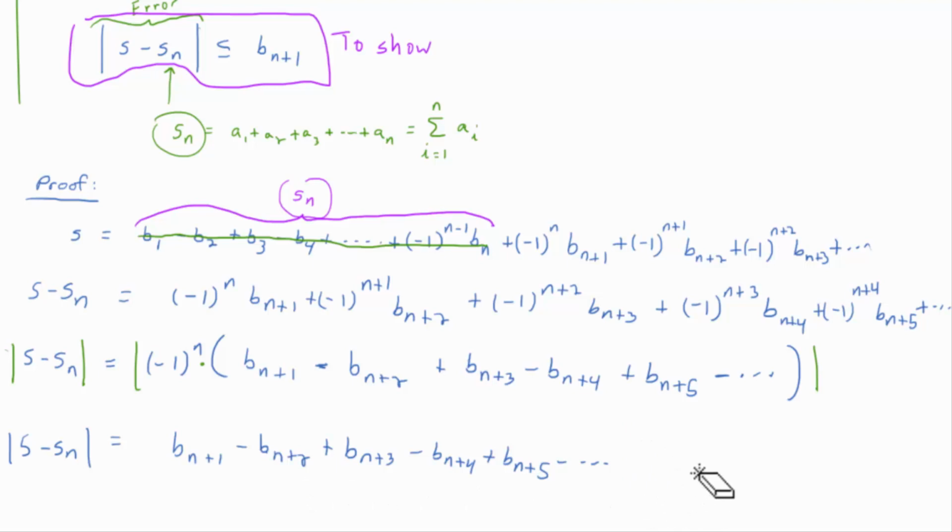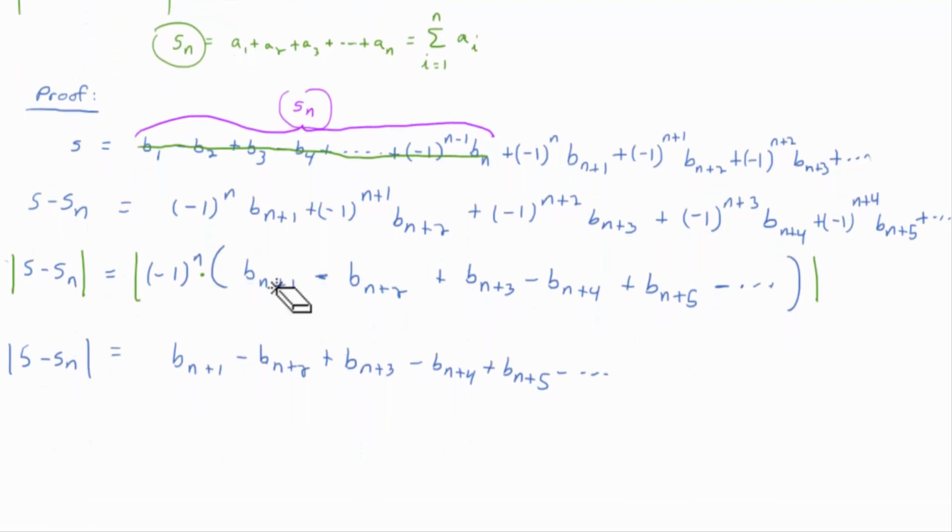Okay, but remember what I'm trying to do. I'm trying to show that that left side is less than or equal to b_{n+1}. So somehow I want to delete all the terms that come after b_{n+1} and be sure that we get that correct inequality. And we can do that. Here's how we can do that. This is the last trick, and then I swear we're done.